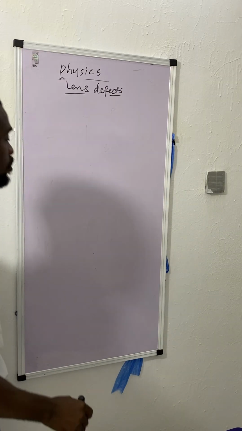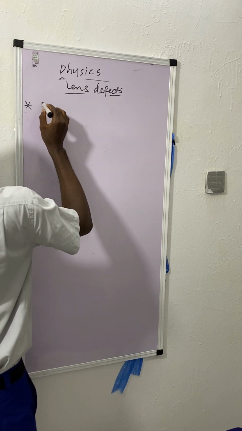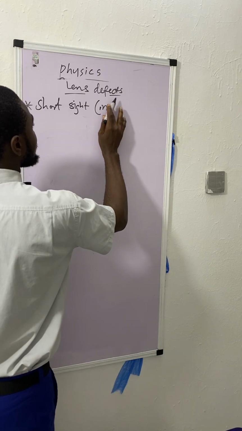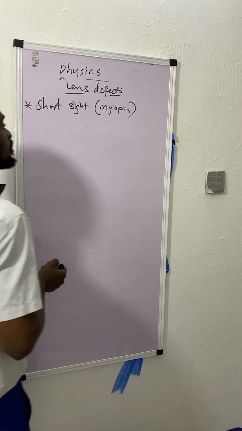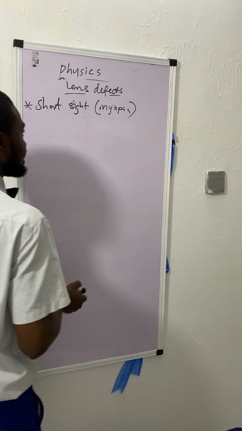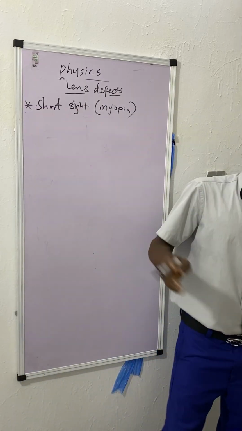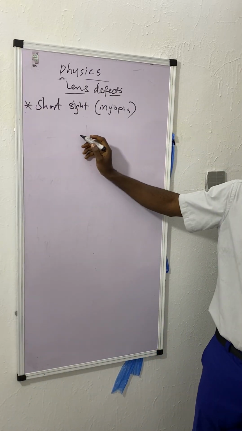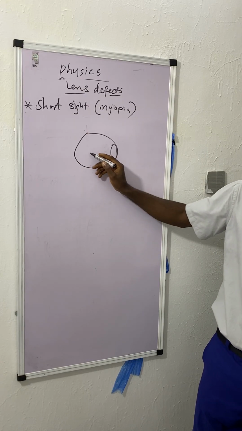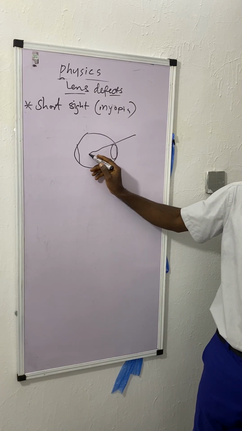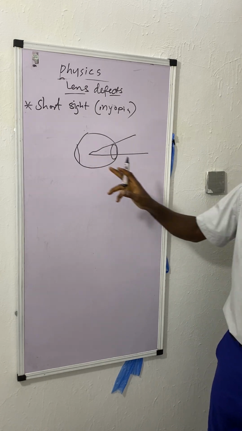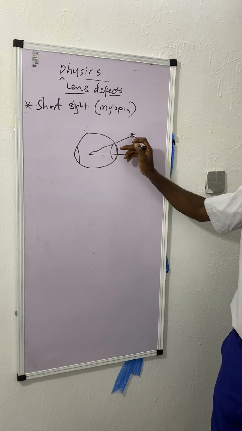So under lens defects, we have the most common one known as short-sightedness, short sight, called myopia. This one is when the ray of light focuses in front of the retina. This one is the eyeball, this is where we have the lens, and this one is the retina. The ray of light focuses here, in front of the retina, giving a short sight. It doesn't reach the retina completely. This is an object, and this is the light entering.